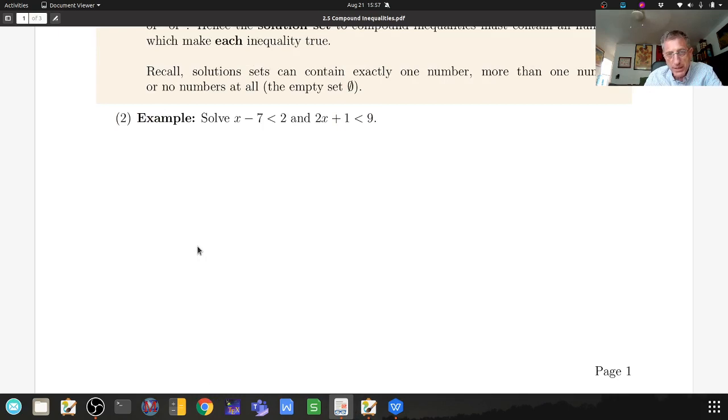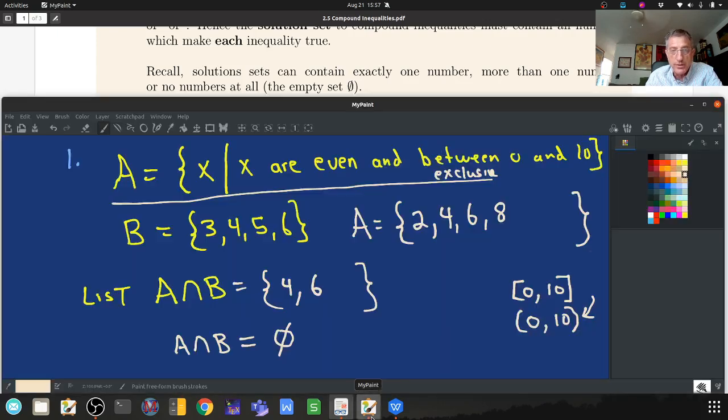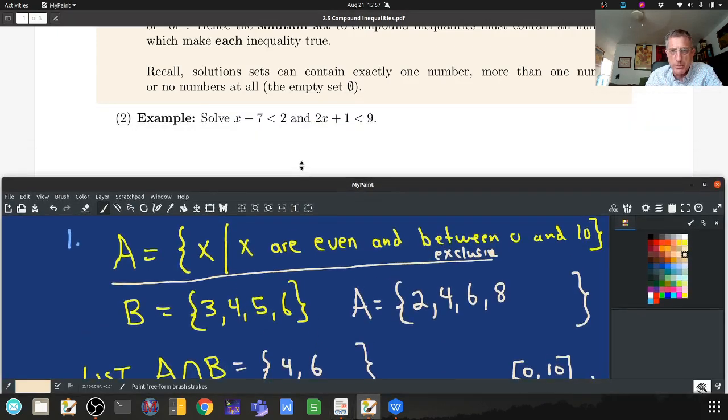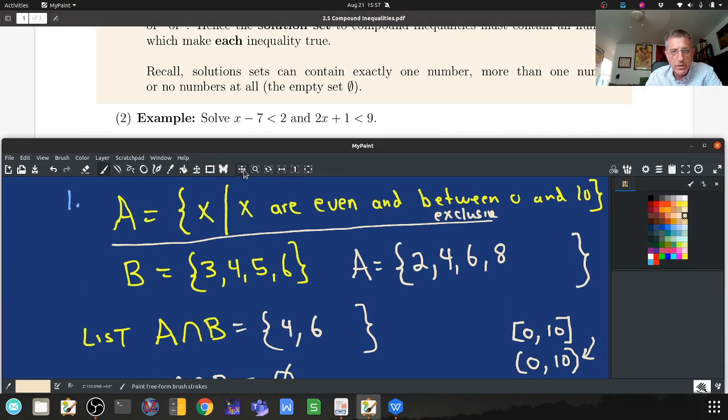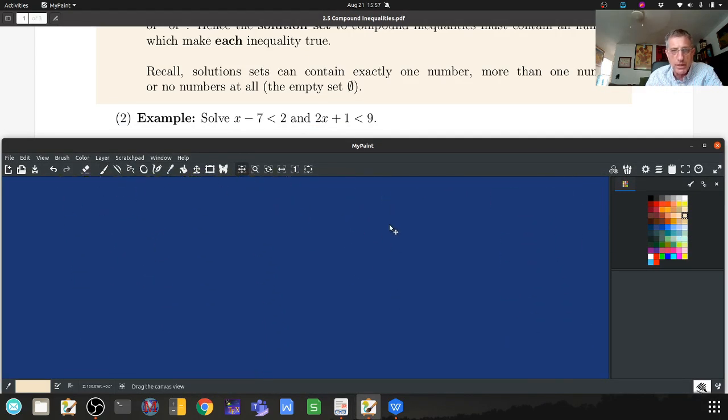So my basic suggestion is, when we solve compound inequalities, we actually draw two number lines. Some of you can just do it by plain old thinking, but we're actually going to do it by drawing number lines. So we have inequality 1, x minus 7 is less than 2, and 2x plus 1 is less than 9.